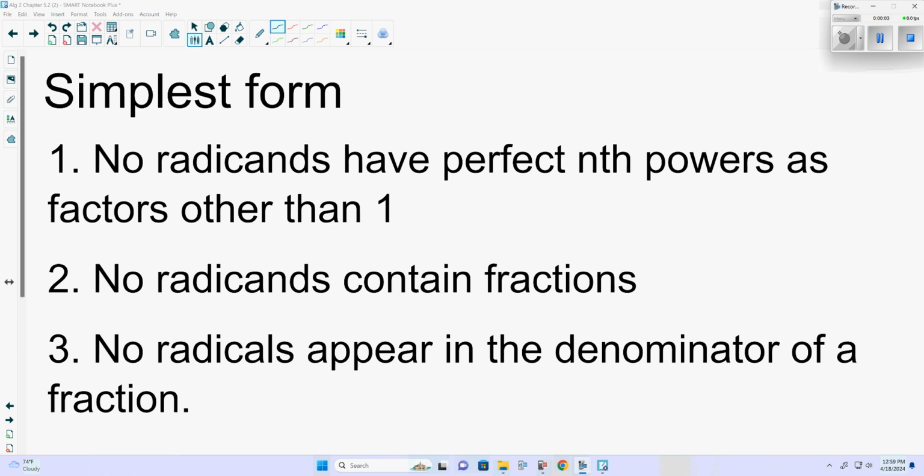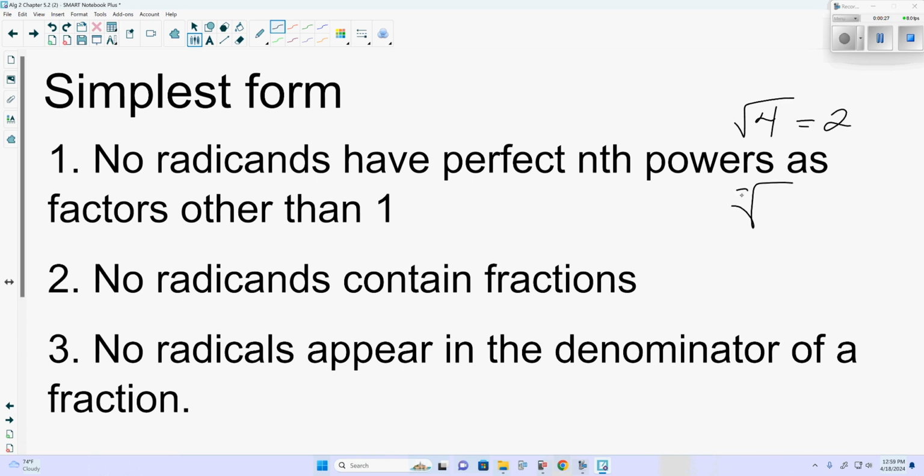You can write it down if you want, but these are the main three things. Now, the first one is no radicands can have perfect nth powers as factors other than 1. Really what that's saying is that we can't leave it as, say, the square root of 4, because the square root of 4 is 2. If a radical will reduce, we need to reduce it as far as possible.